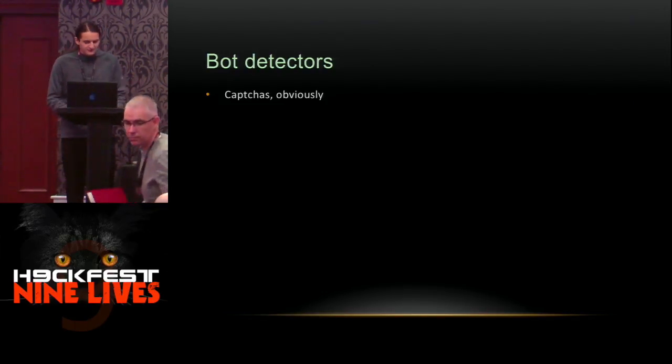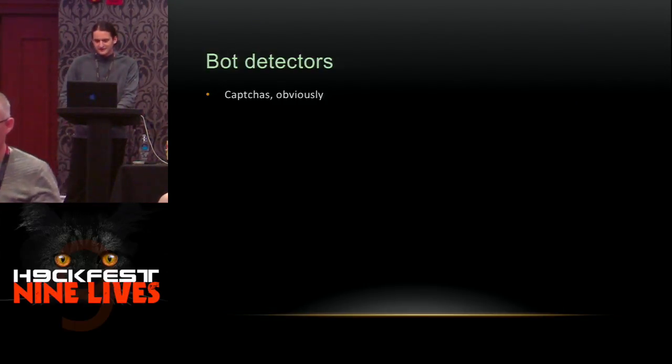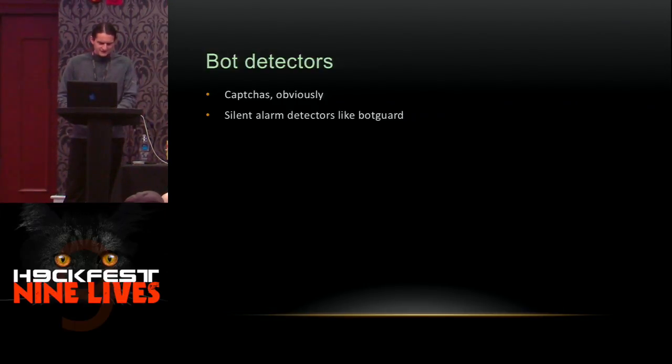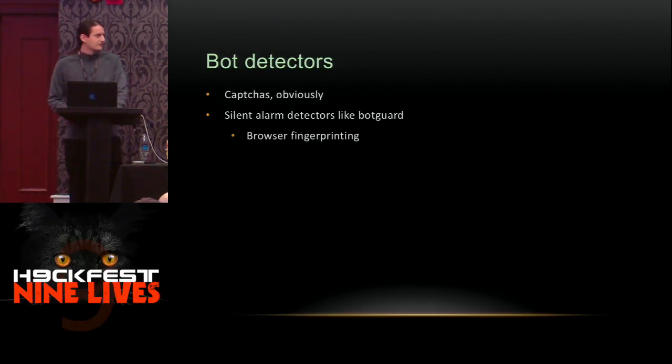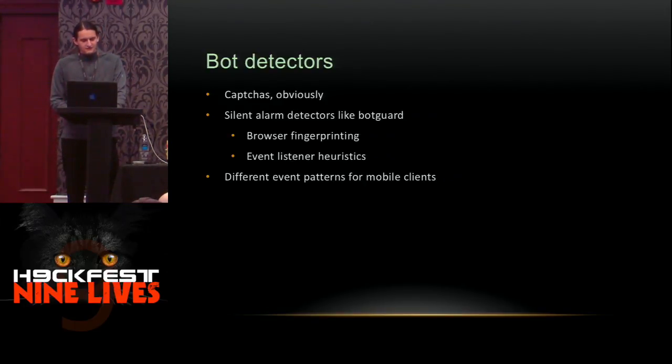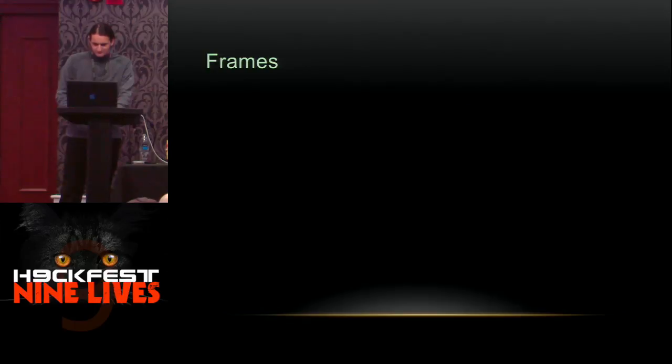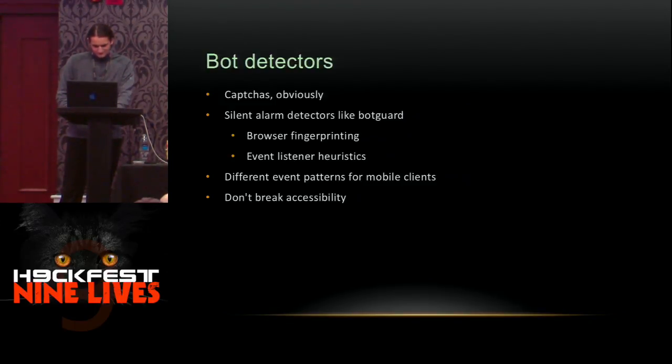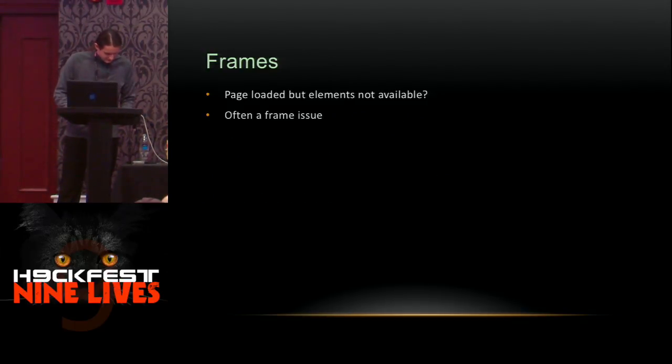Bot detectors, CAPTCHAs obviously are the main way that bots get detected. Silent alarm style detectors like BotGuard is something that Google uses. These can work by browser fingerprinting. These can trip up Selenium. They employ heuristics to detect how actual interactive user sessions differ from Selenium or otherwise scripted sessions. Main thing to remember here is that mobile clients may have different, and I guess we are out of time.